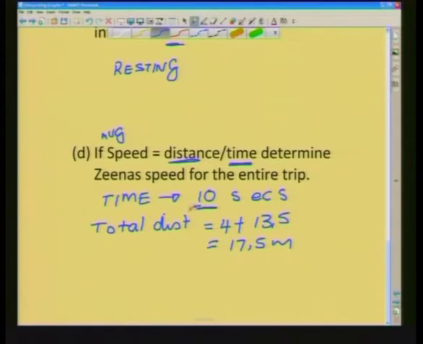Now that we have her total time and her total distance, we can work out her speed by saying speed is distance over time. So it's 17,5 meters and 10 seconds. And that will give us an answer of 1,75 meters per second. So she was going at a speed of 1,75 meters per second.